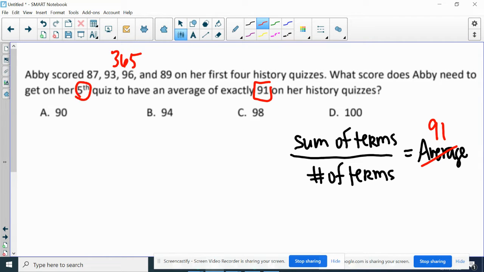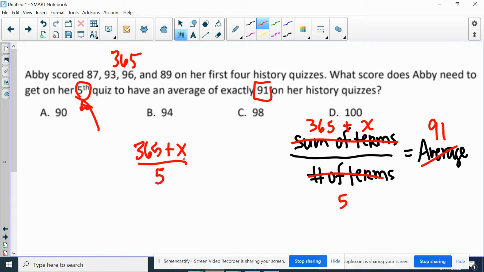And then it's plus one more. So the sum of terms is 365 plus something. The number of terms, it tells us there's 5, right, when we're done. So this is going to become a 5. So it's 365 plus one more grade divided by 5 would give us 91. I'm going to pause for a second and give you a minute to solve for x.